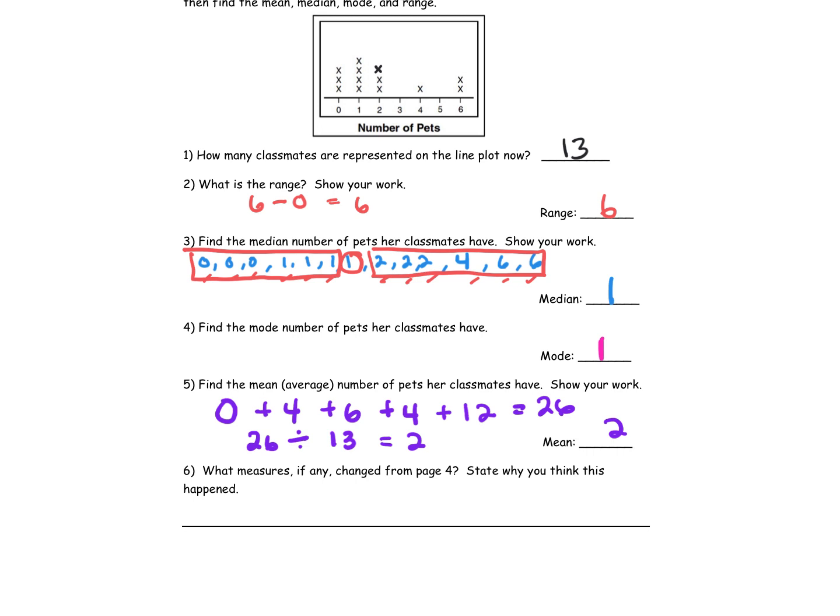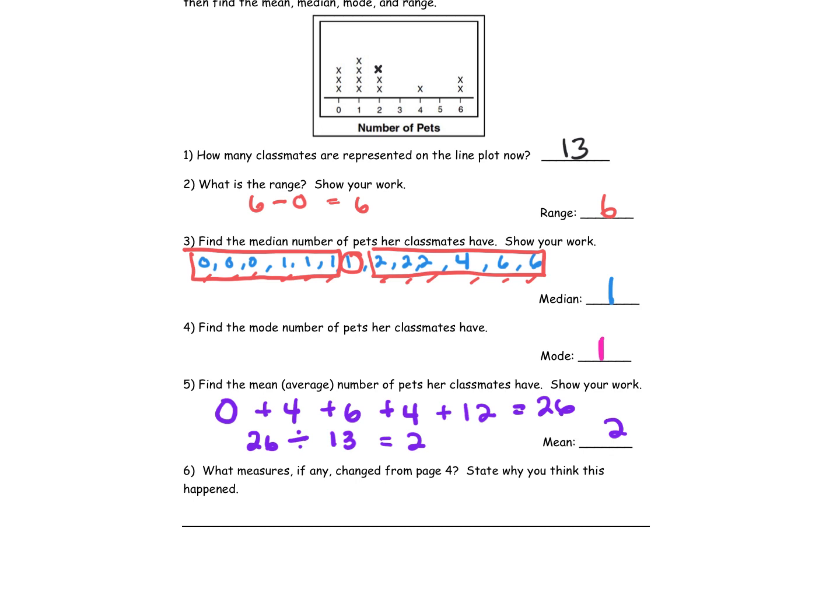And then finally, look at the mean. And it is the same. So all of the measures of central tendency and the range, which is not one of them, but included in this, they all stayed the same. Why do you think this happened?